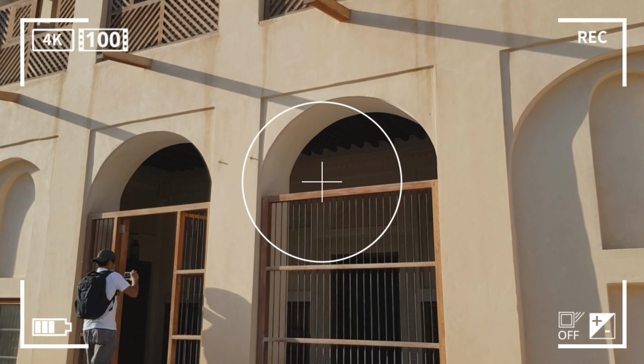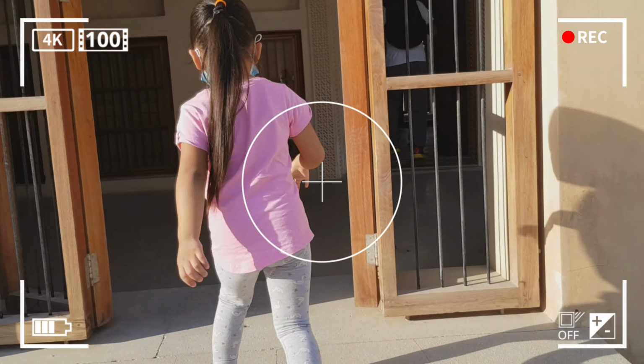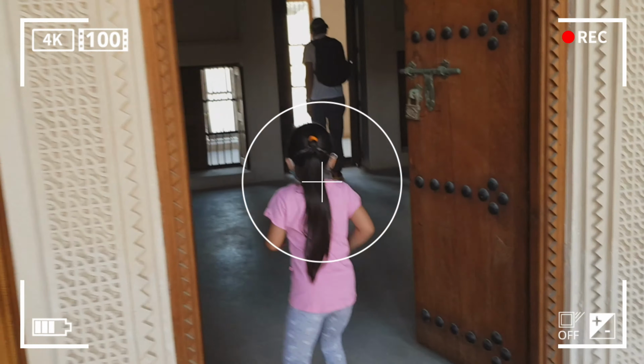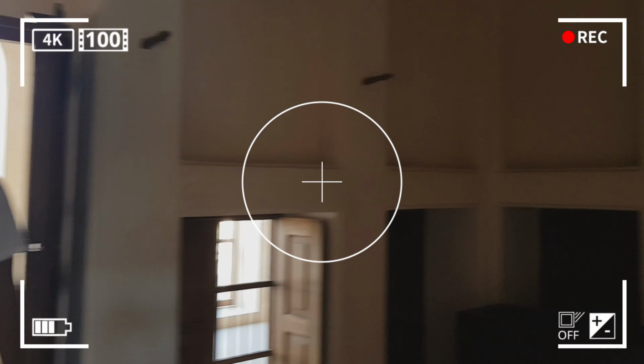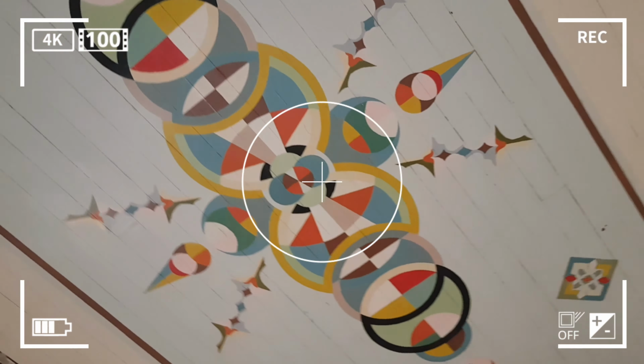We are now entering the old design of the palace. This is the design of their house before. Yeah, there are fire extinguishers. See, this is how their house looked before. And look at the ceiling. It's colorful. That's their window, not a door.